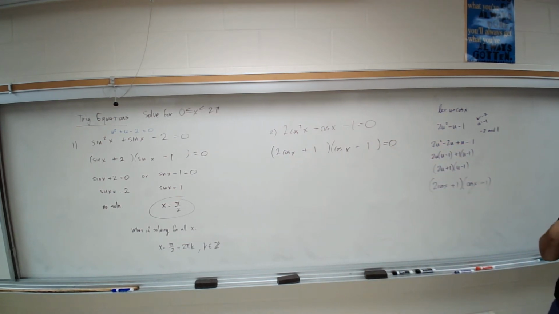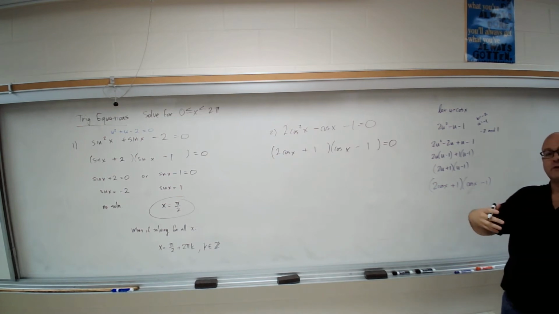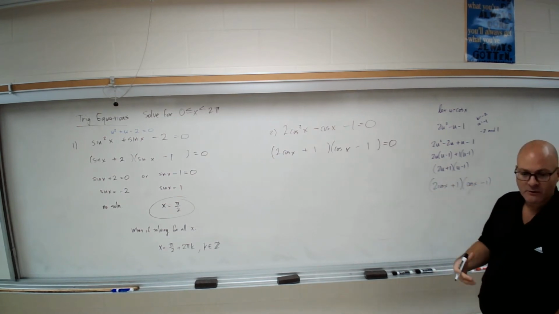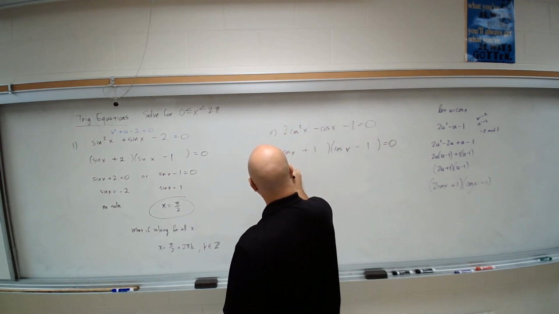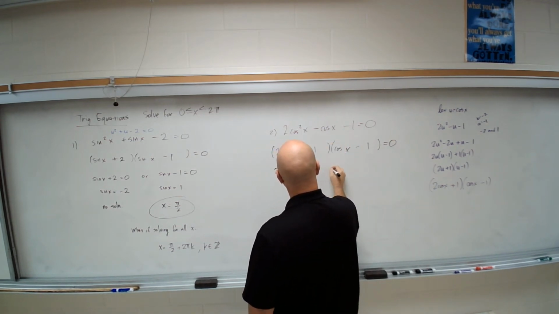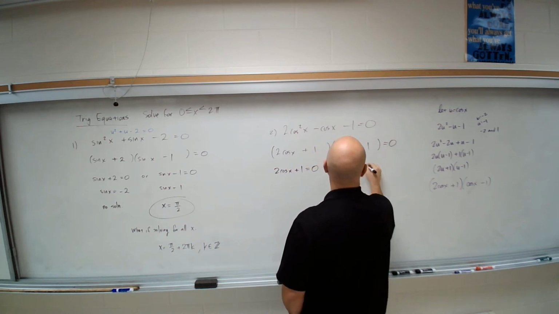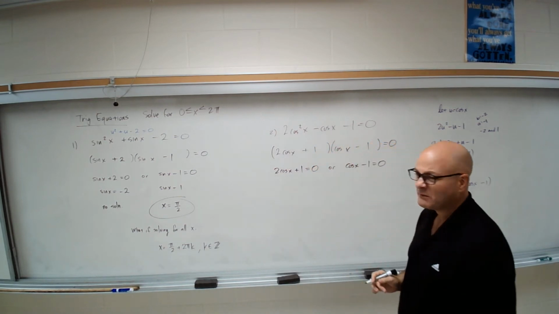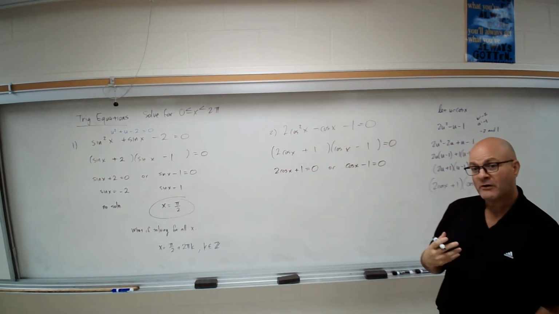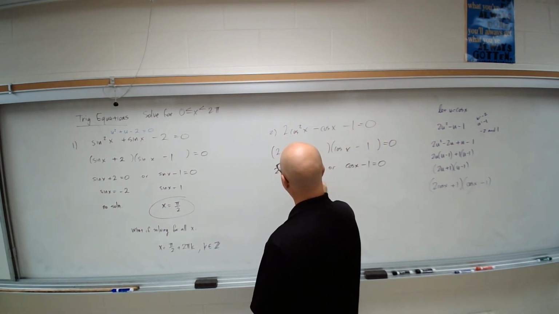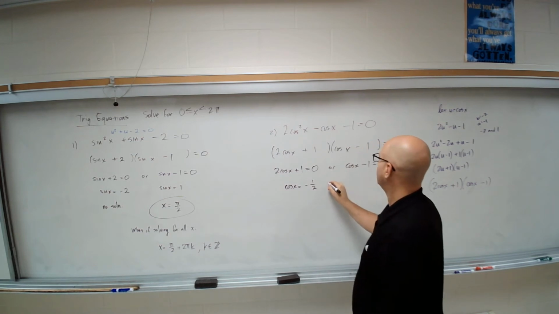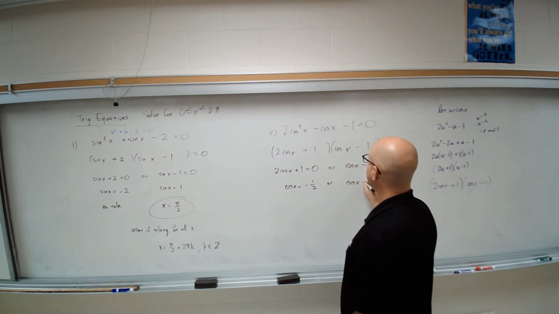Now at this point we have two factors multiplied together that equal 0. So our zero product property tells us that either 2 cosine x plus 1 equals 0 or cosine x minus 1 equals 0. We'll solve both of these for cosine. So we'll get the cosine of x equals -1/2, or we get the cosine of x equals 1.